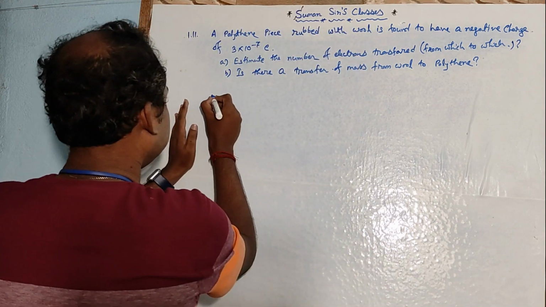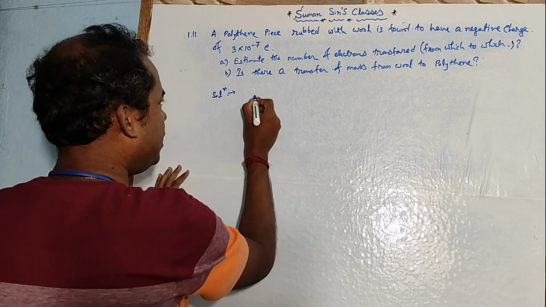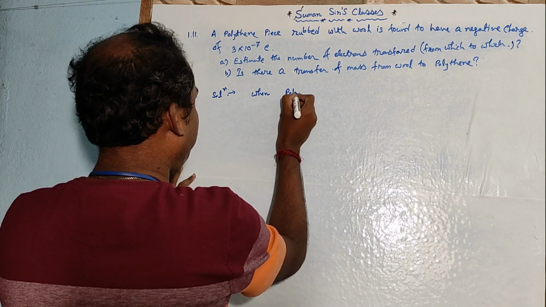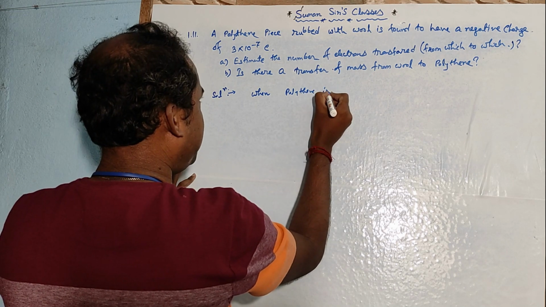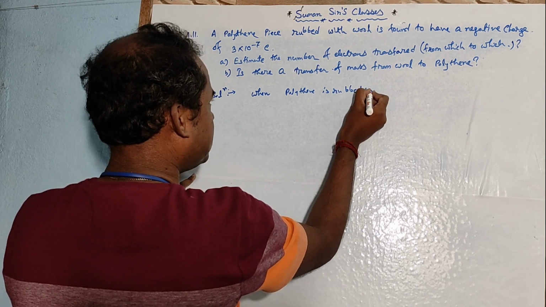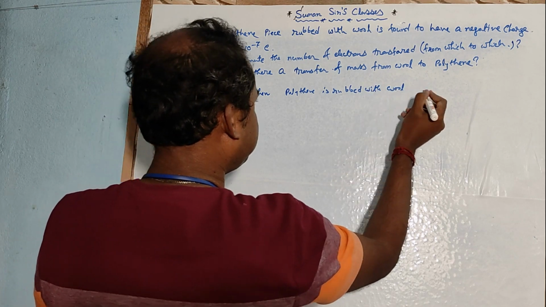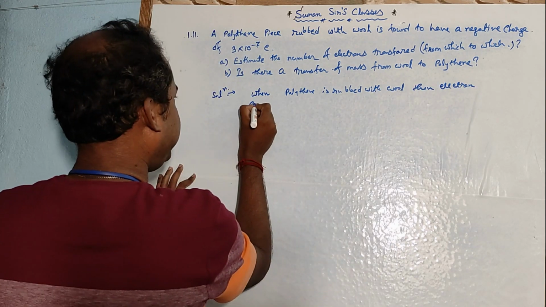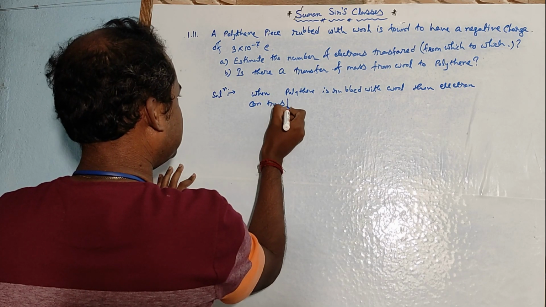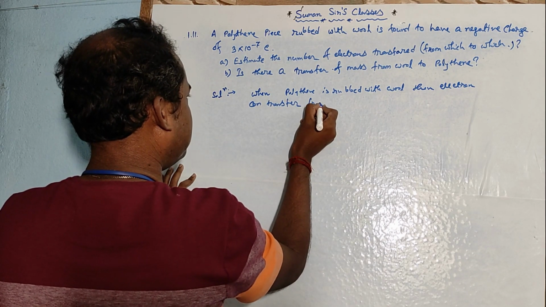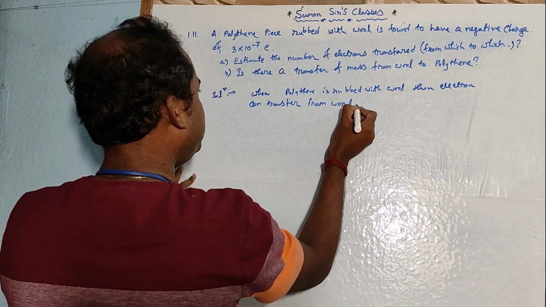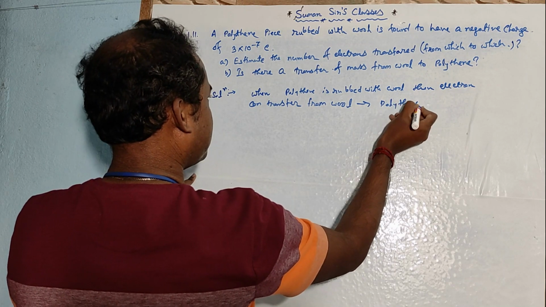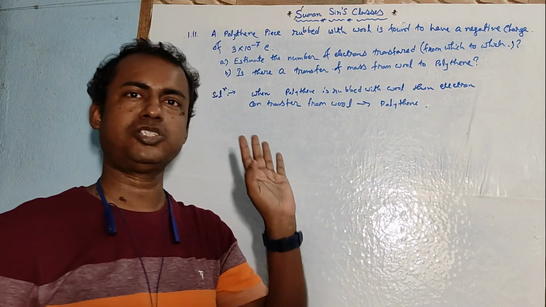So the solution: when polythene is rubbed with wool, electrons can transfer from wool to polythene. So wool to polythene transfer occurs for the electrons.